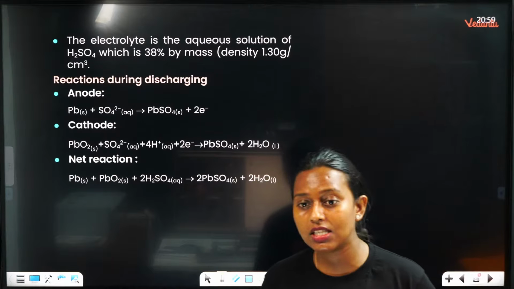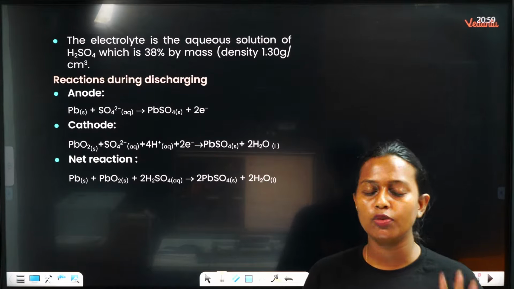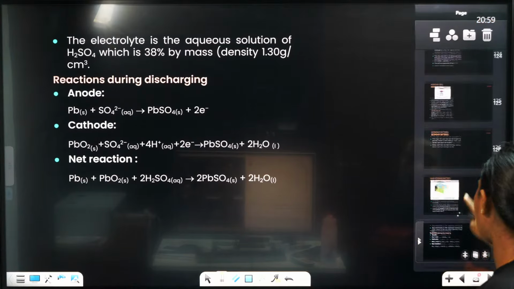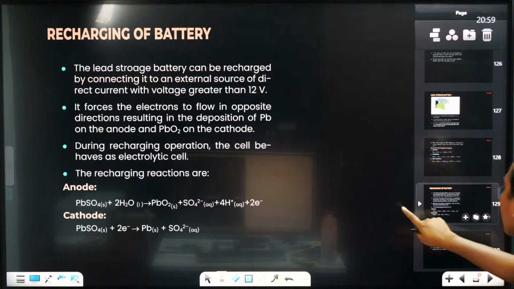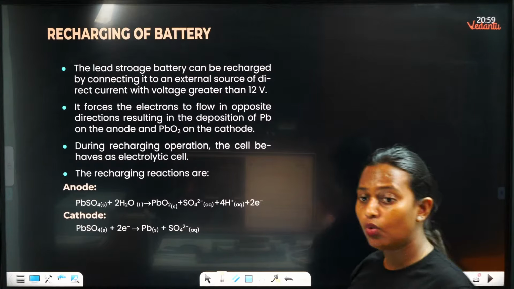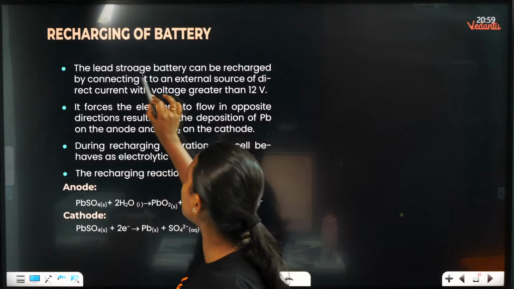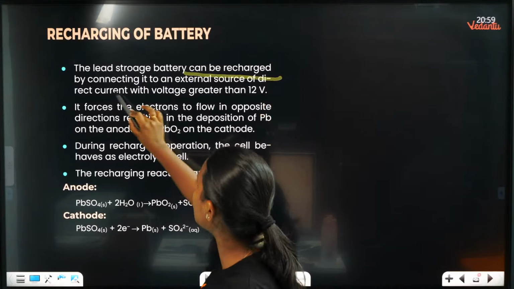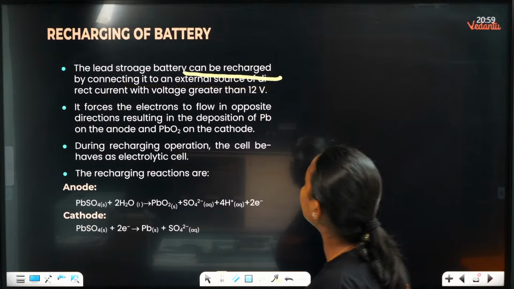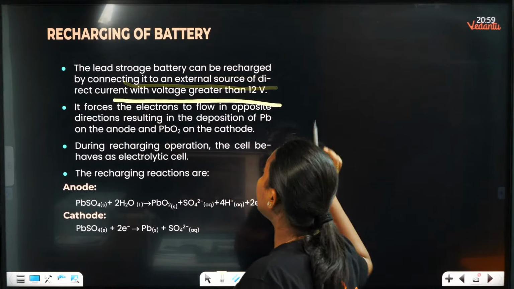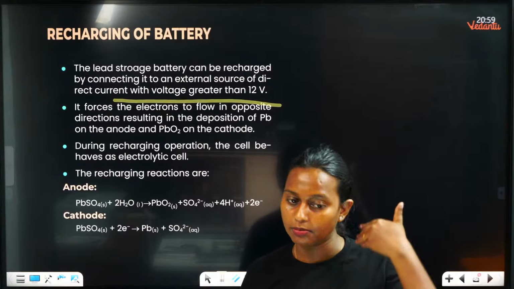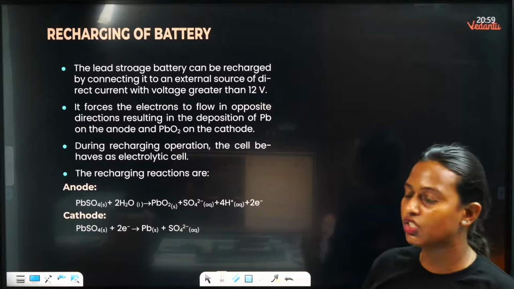Here the electrolyte is 30% H2SO4 solution, and here anode and cathode reactions are important. And charging of the battery, what is charging of a battery? The lead storage battery can be recharged by connecting to an external source of direct current with a voltage greater than 12 volts, more than 12 volts, to recharge it.